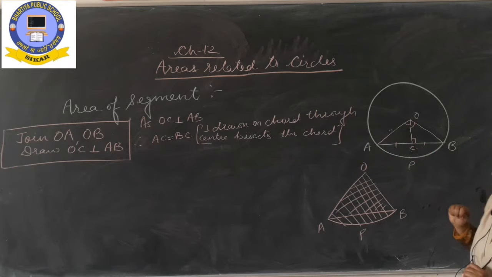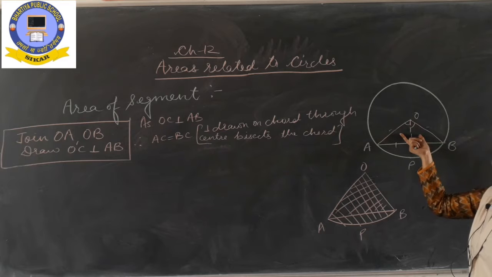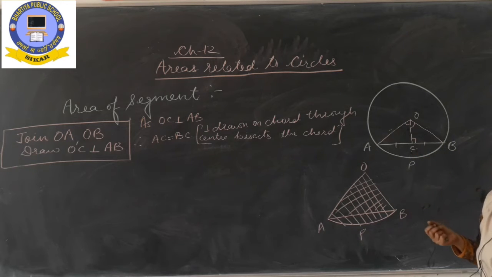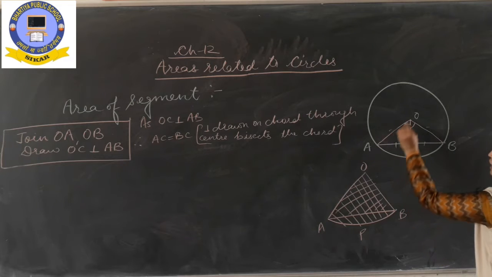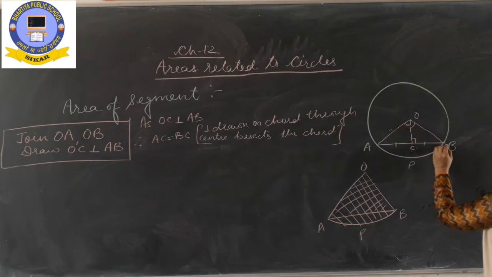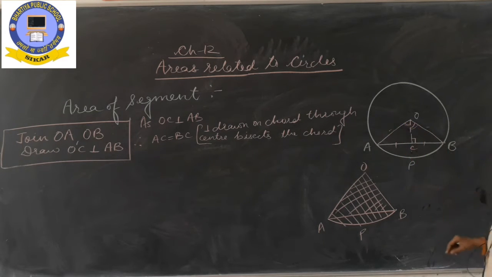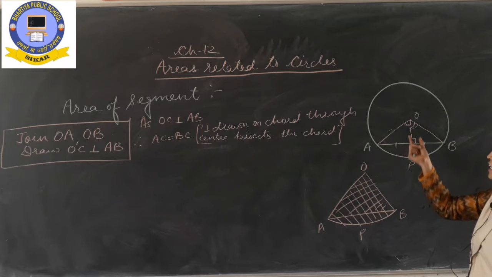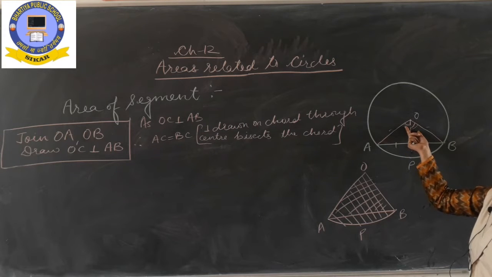Just now we have proved it. So by the side congruency rule, both the triangles are congruent and corresponding parts are equal. So with the help of this concept we can say angle AOC is equal to angle BOC, right? That means if a perpendicular has been drawn through the center on a chord, then it will bisect the chord as well as it bisects this angle also, right?